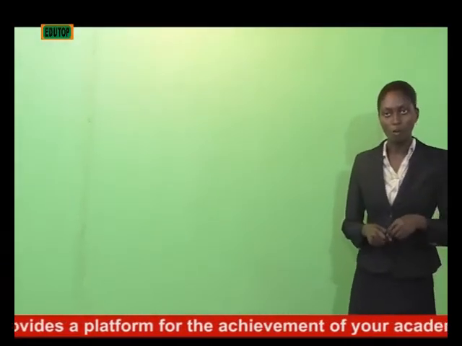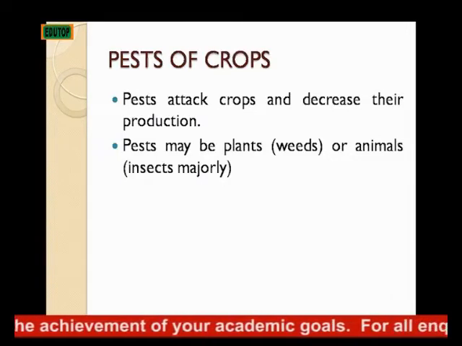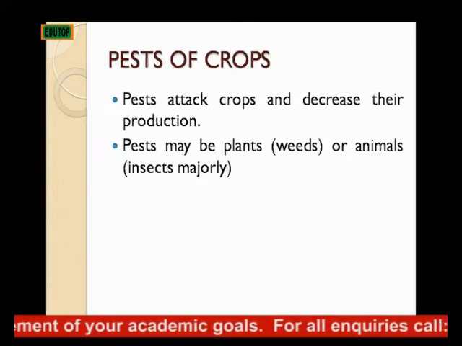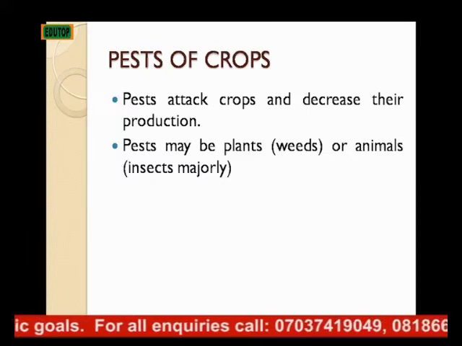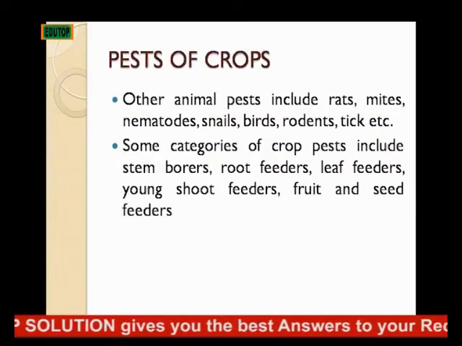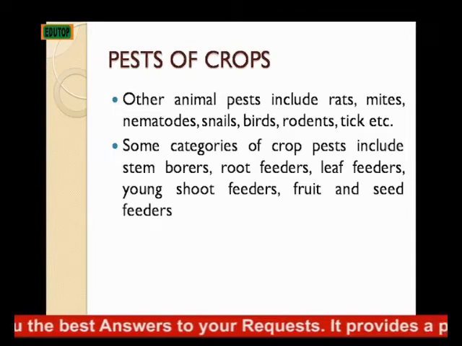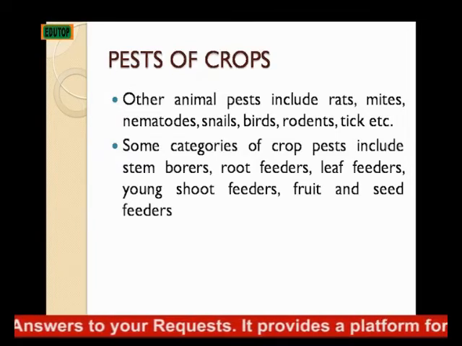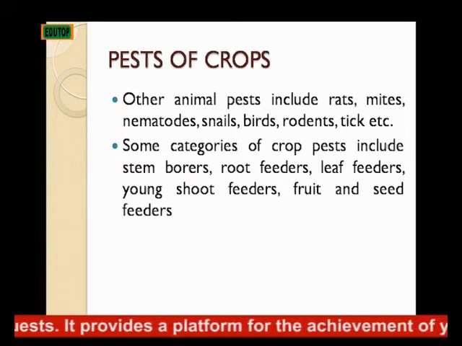Then the pests of crops. Pests attack crops and decrease their production. Then pests may be plants, that is, they may be weeds, or animals, insects majorly. So pests of crops can be either plants or animals, that is, weeds or insects. Other animal pests include rats, mites, nematodes, snails, birds, rodents, or ticks. Those are examples of other animal pests.